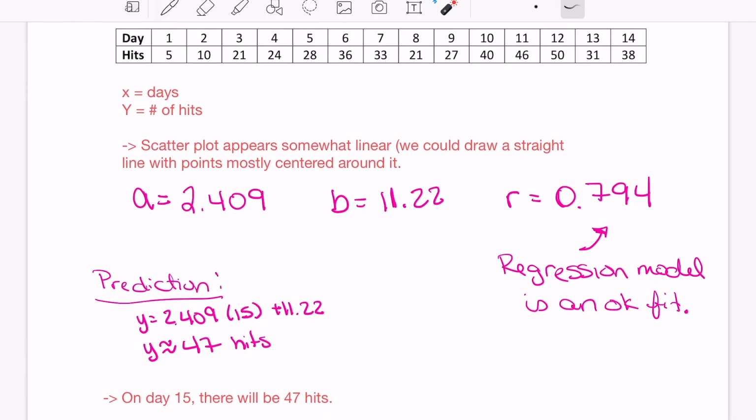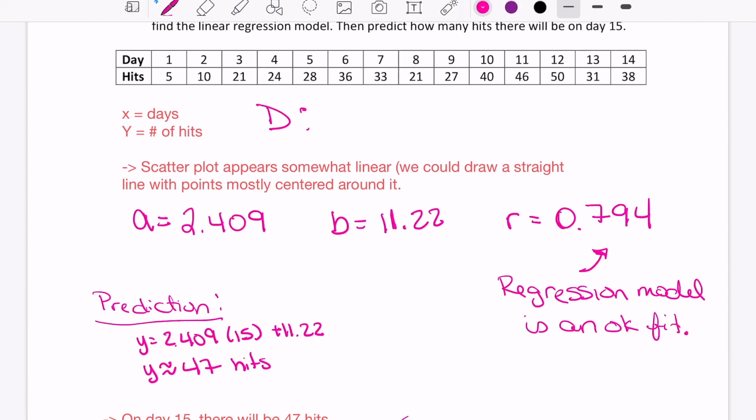Okay, now your prediction, plug in 15 into the equation, and you get a total of 47. So our prediction says on day 15, there will be 47 hits, okay? And I know it did not ask you this, but based on the domain, which we did not identify, your domain should be from 1 up to and including 14, okay? Based on the domain, we know that this is an extrapolation prediction. 15 does lie outside of the domain values.